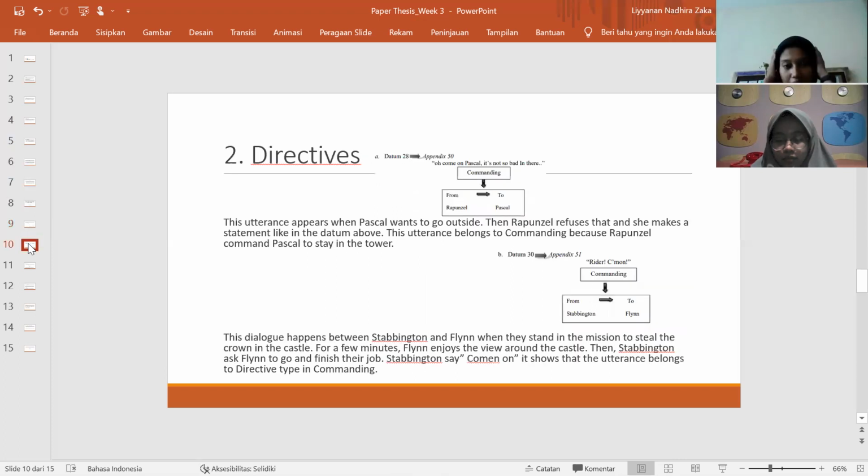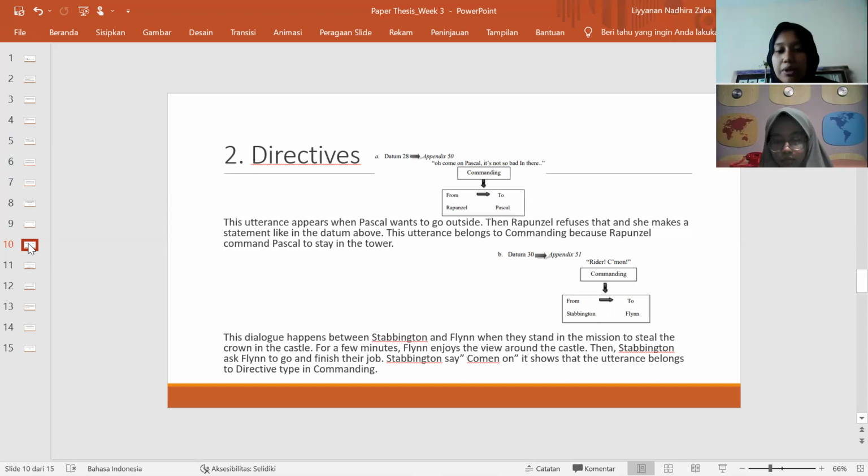And next is directive. The first picture shows that this utterance appears when Pascal wants to go outside, then Rapunzel refuses that, and she makes a statement like in the datum above. The utterance belongs to commanding because Rapunzel commands Pascal to stay in the tower. Next picture.